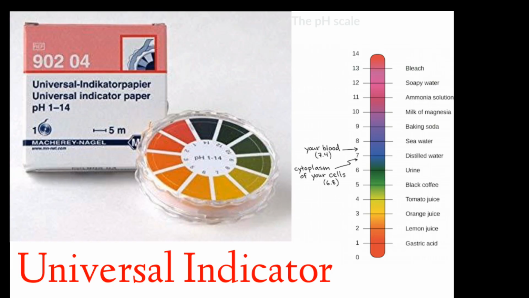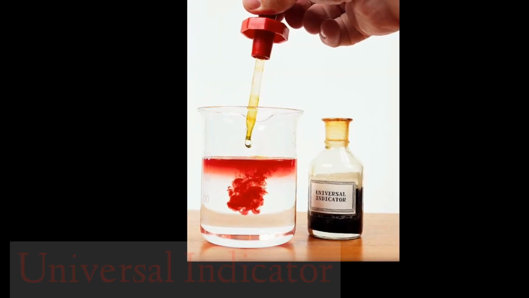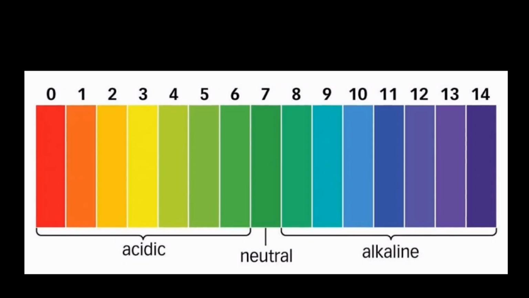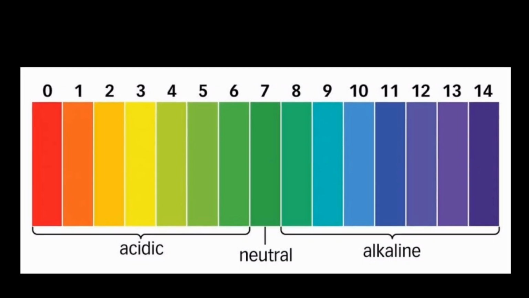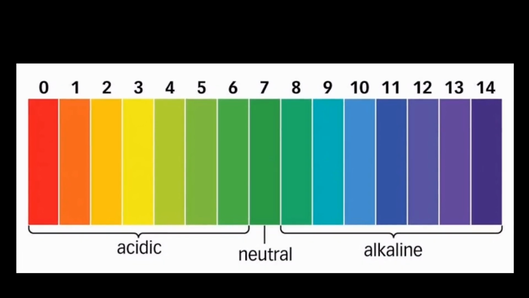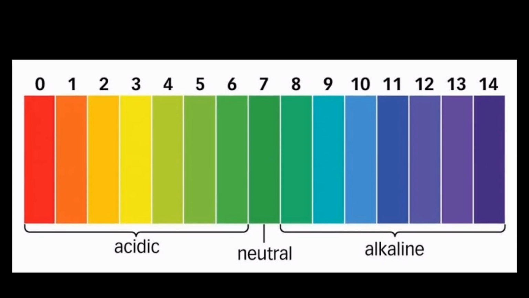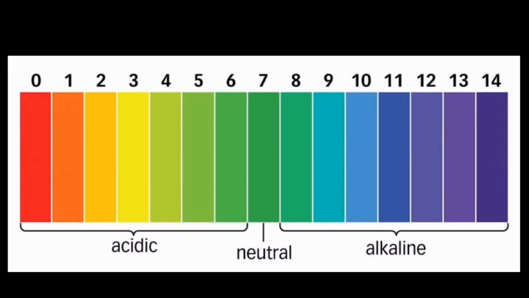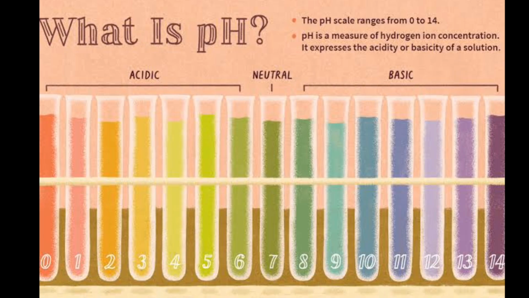Other than this, we have another more important thing that is known as universal indicator. This is very versatile and it can be marked from 0 to 14 over the entire scale. It is not a single indicator but a combination of various indicators depending upon the pH of a solution. Now what does pH mean? pH actually refers to the number of hydrogen ions in a water solution when dissolved in it, which will be discussed in more detail in higher classes.